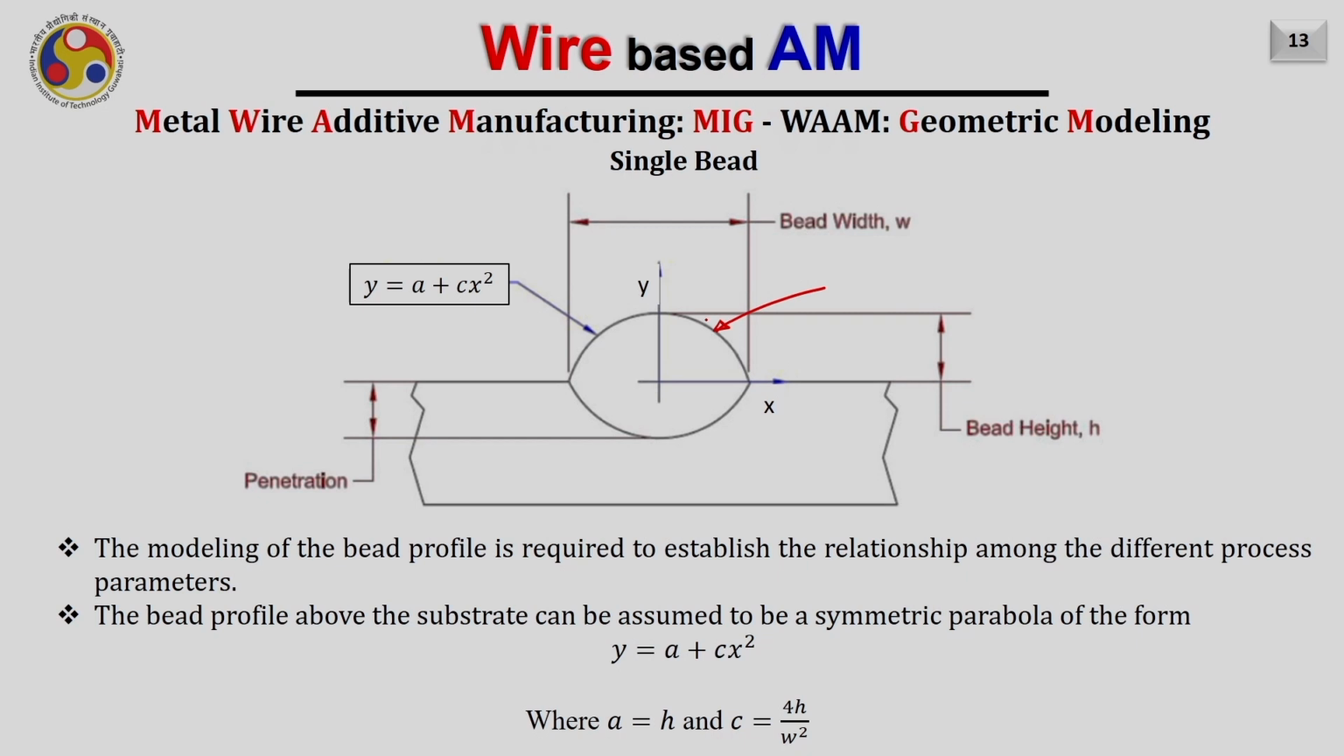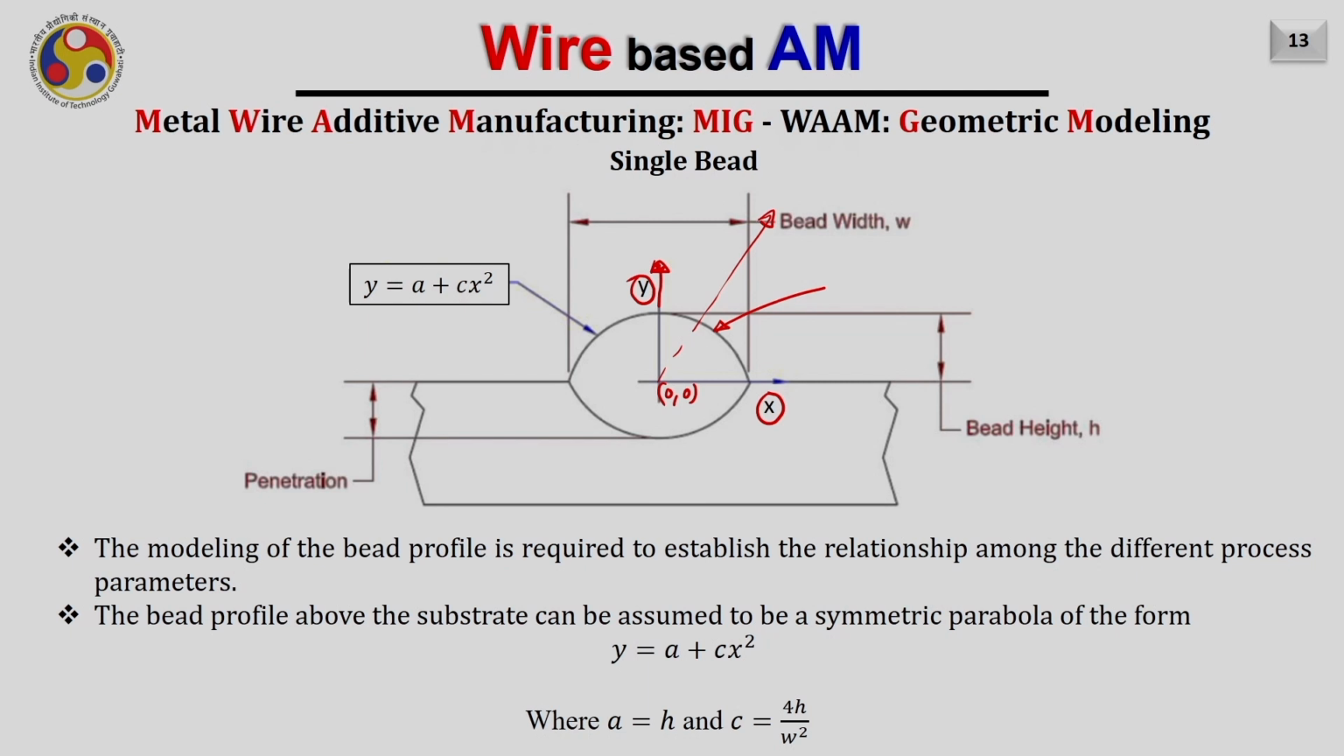If we are assuming that the shape of the bead is a parabola, and we are also assuming that this is the origin, which is here (0, 0), and this is the x-axis and this is the y-axis. So what you are seeing is a cross section of the bead while you are depositing in this direction, right? You are depositing in this direction, and what you are seeing is a cross section.